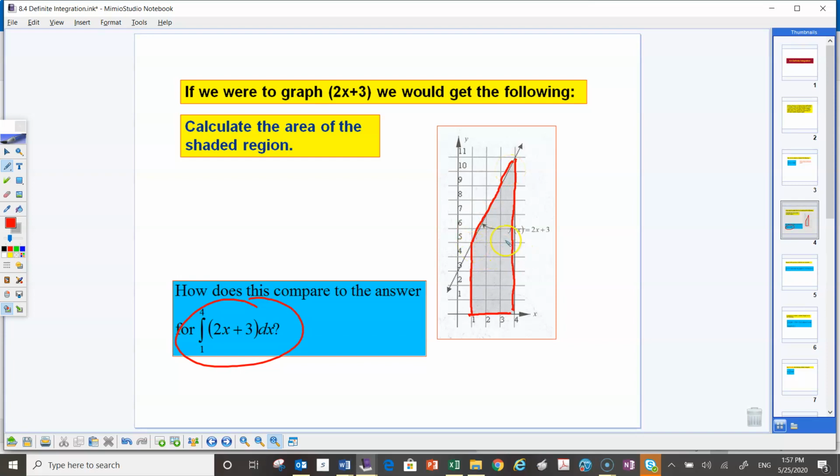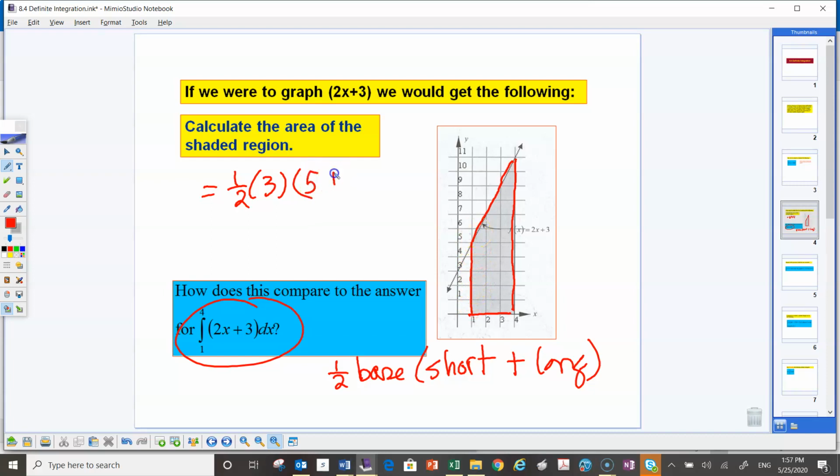So basically, the answer to this integral is really the area under the curve 2x plus 3 from 1 to 4. If we calculated the area, that's the area of a trapezoid, and the formula is 1/2 the base times the short side plus the long side. On this trapezoid, the base goes from 1 to 4, so it would be 3. This would be my short side, which is 5, and this would be my long side, which would be 11.